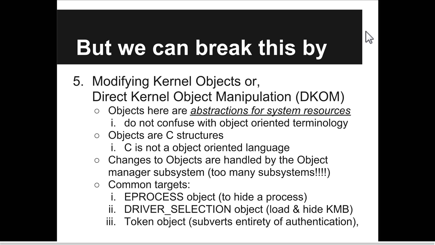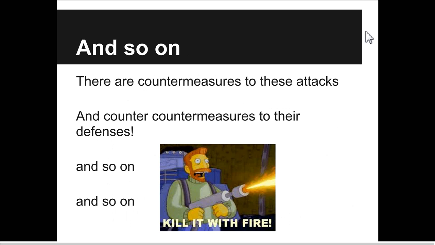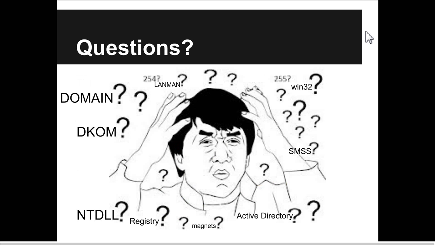The driver selection object can be used for loading and hiding malicious kernel mode drivers. And then the token object is an important part of authentication. When you log in with a username and a credential, the system grants you a security token. That's handled by the token object within the kernel. If an attacker can subvert that, it doesn't matter what your password is. It doesn't matter how many times you change it either. And so on and so on. There's more countermeasures and counter-countermeasures, and it goes on and on, to an extent.